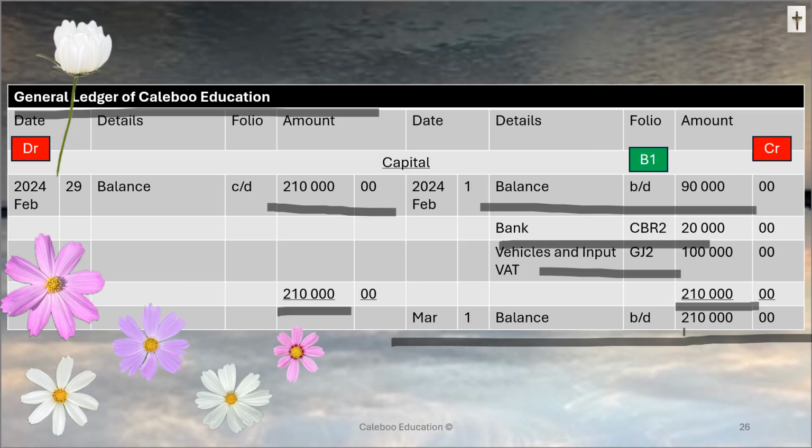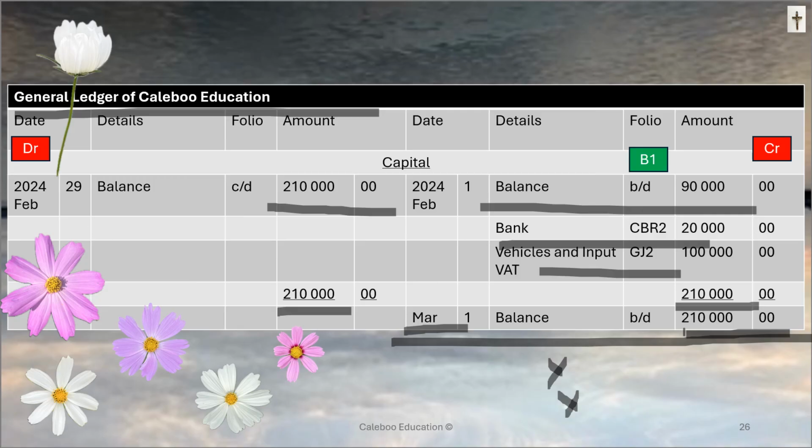Now, when March starts, there is the opening balance for March, and you might have a transaction and balance it again. The general ledger accounts are ongoing. You just balance the accounts at the end of each month in order to draw up a trial balance.